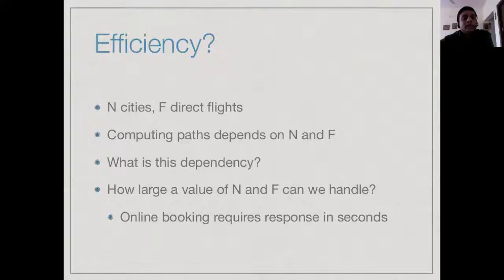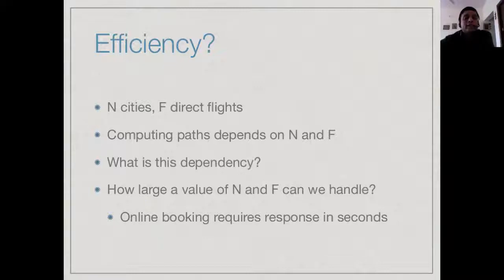The other question related to this is, given this dependency on n and f, what realistic size of networks can we handle? If the airline grows to 20 flights, will we still be able to give our answer in a reasonable time? Remember that this kind of an answer is typically required when somebody is making an online booking, and you want to reply in a few seconds. It's not enough to come back after an hour and say, yes, there is a flight from Trivandrum to Calcutta. So what is the limit of our efficiency?